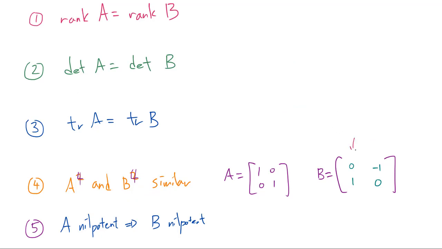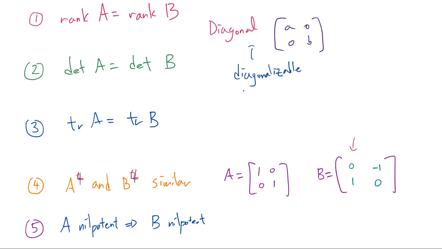But in fact, I claim something much stronger. I claim that B is not similar to any diagonal matrix. So a diagonal matrix is a matrix that has some diagonal entries, A, B, C, but all entries other than the diagonal entries are going to be zeros. So for the 2 by 2 case that we have here, we are just going to have A, 0, 0, B. And I claim that B is not similar to any diagonal matrix, which is another way of saying that B is not diagonalizable.